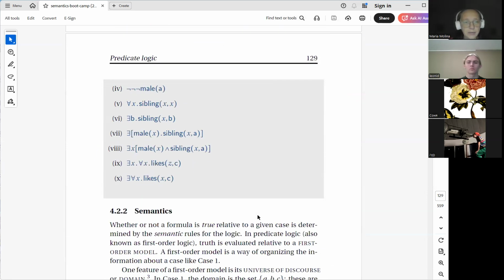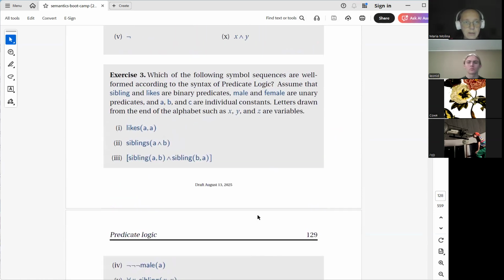Ooh, exercise 3 is for home. Was it difficult? Not really. And this is the way how we can write down the structure of a sentence.